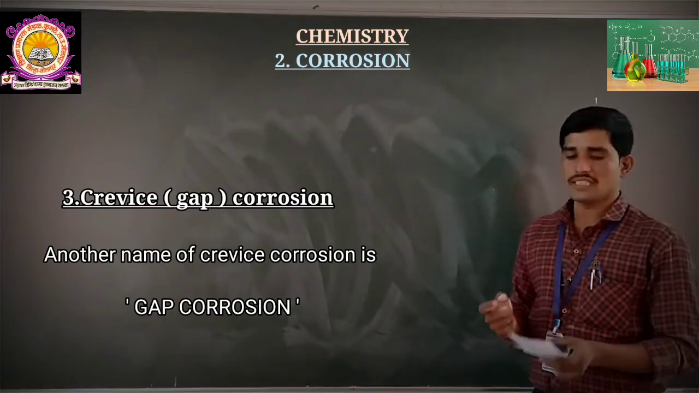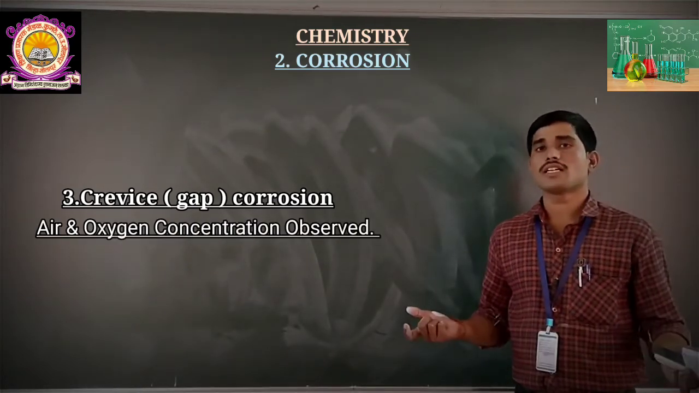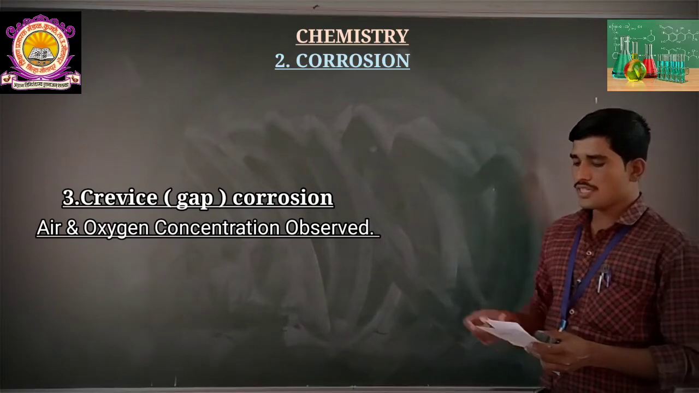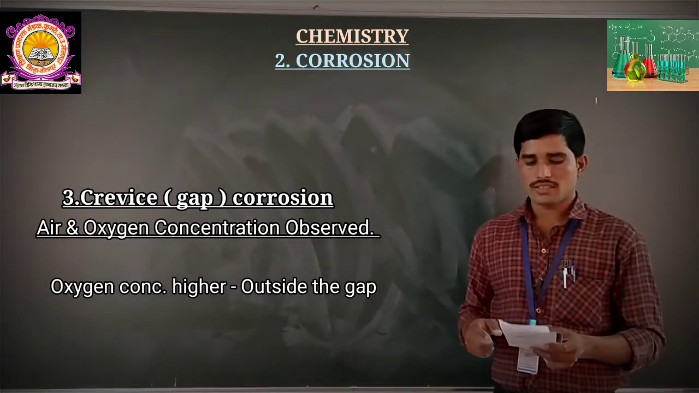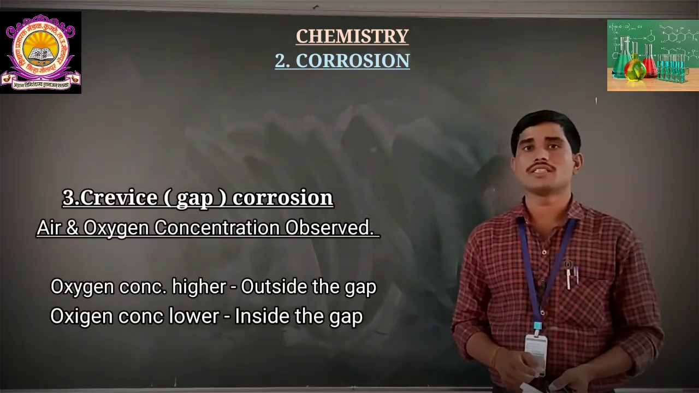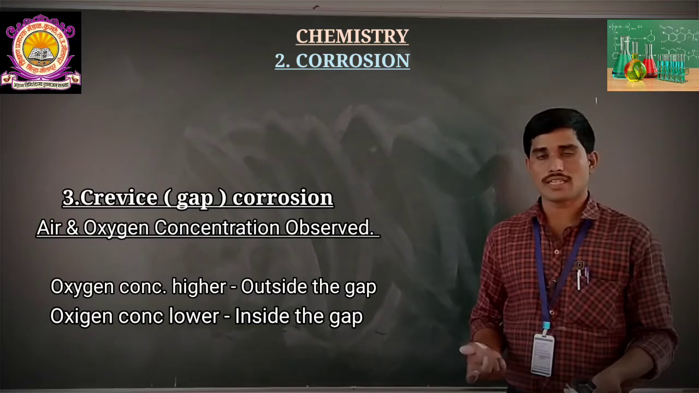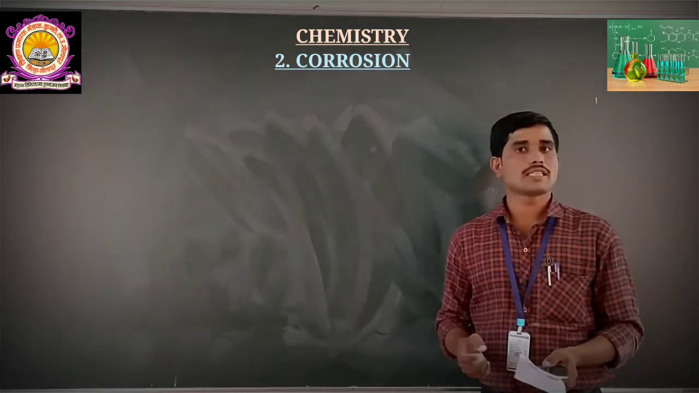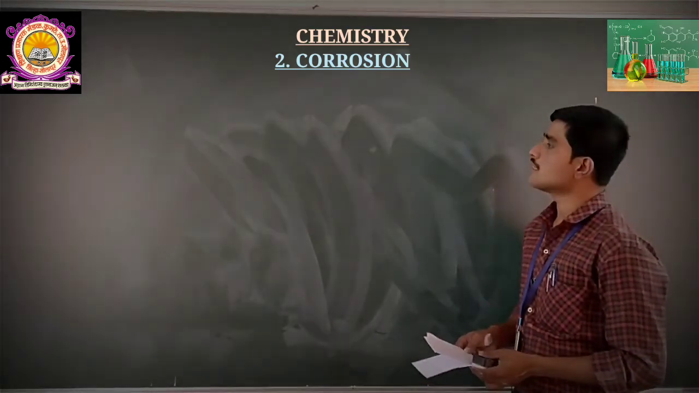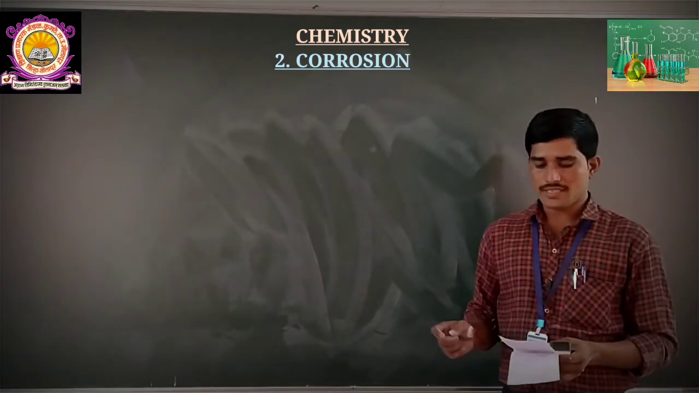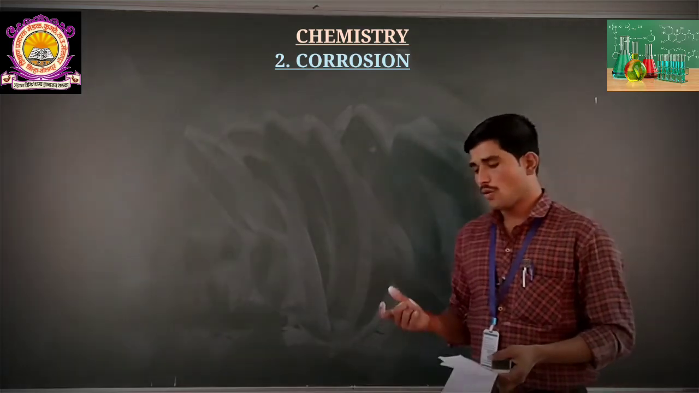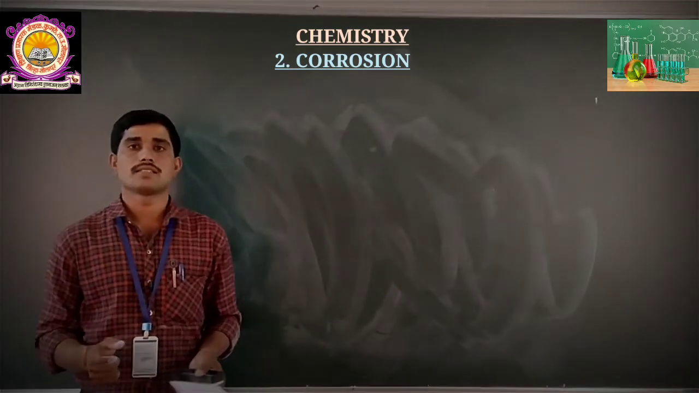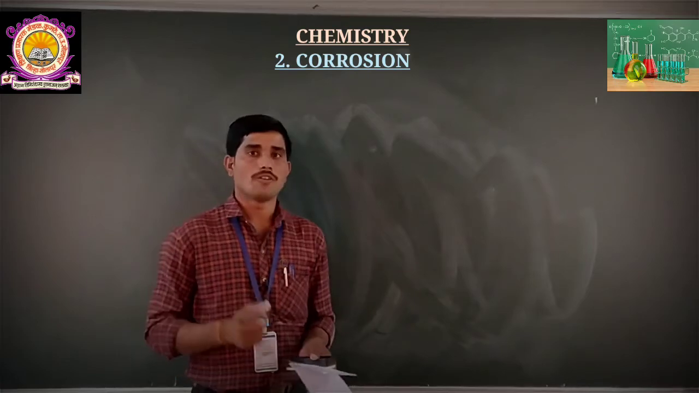At that time, what happens? It starts when different air or oxygen concentrations are observed. The concentration of oxygen is higher outside the gap, while the concentration of oxygen is lower inside the gap. Therefore, some part of the metal is corroded, while some part is less corroded. This corrosion can be minimized by eliminating crevices by continuous welding. Whatever cavity or gap we observe in between the two metal parts will be welded by using the welding process.